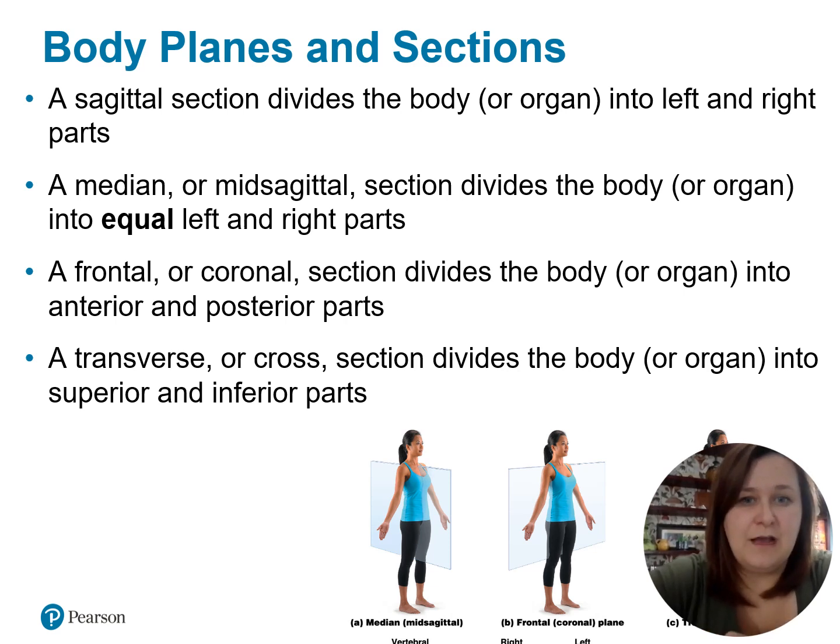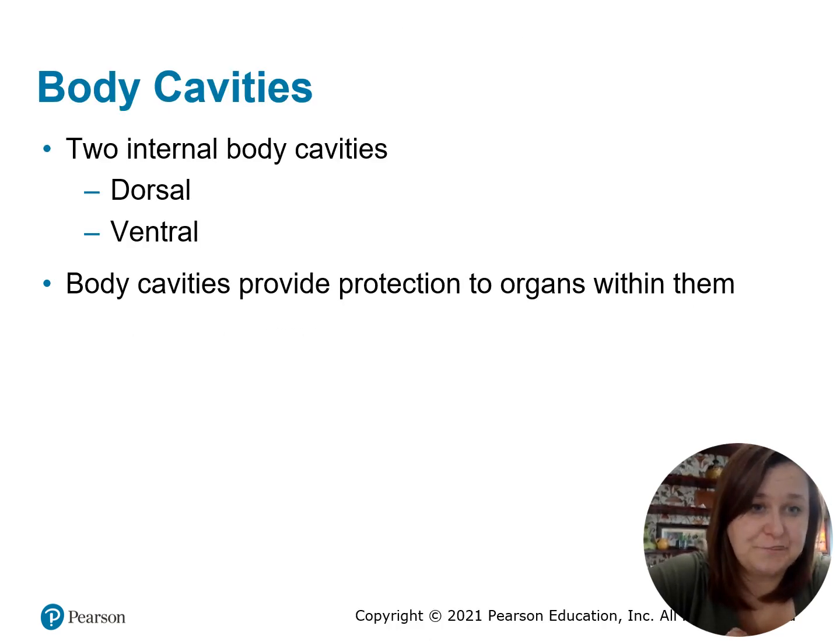So a sagittal section is going to divide the body or organ into a right and a left part. A median or a mid-sagittal section is going to divide the body into equal left and right parts. So the main distinction there is equal, right? A frontal or coronal section is going to divide the body into anterior and posterior, and a transverse or cross section is going to divide the body into superior and inferior parts.